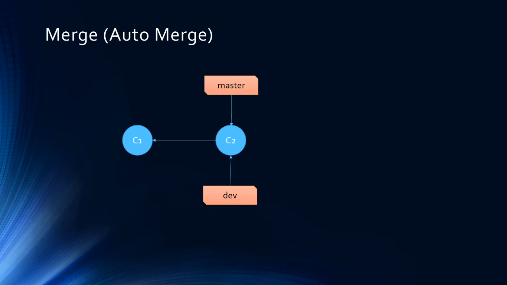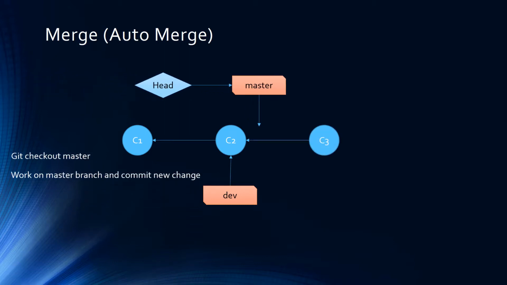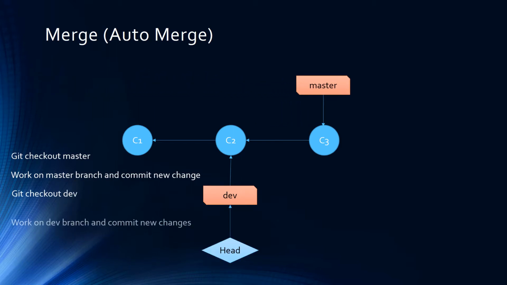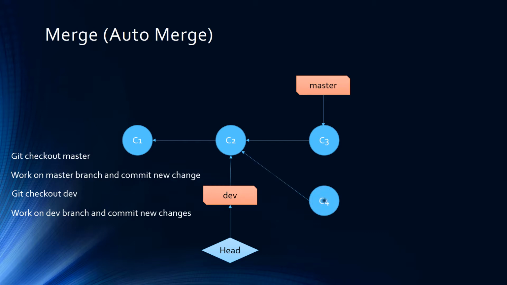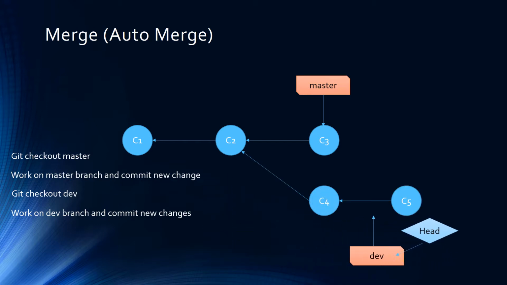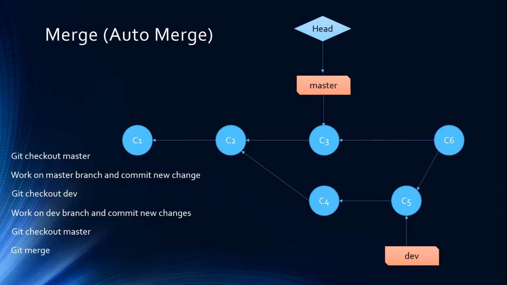Continue work on master and commit C3. Then you switch to dev branch and commit C4 and C5 to fix an issue. Finally, you would like to merge dev branch into master. All you have to do at this moment is to check out the branch you want and run the git merge command. This looks a bit different than the fast forward merge we did earlier.